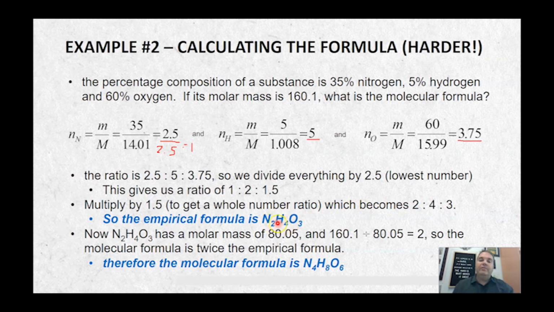Now if you add those up, work out the molar mass of this using the periodic table, 2 times 14, 4 times 1, 3 times 16, we get a value of 80.05. Up here we were told the molar mass is 160.1. So 160.1 divided by the mass of the empirical formula gives us 2. That's telling us that the molecular formula is actually twice the empirical formula. So this is the simplest whole number ratio, but this is the actual formula of the substance.